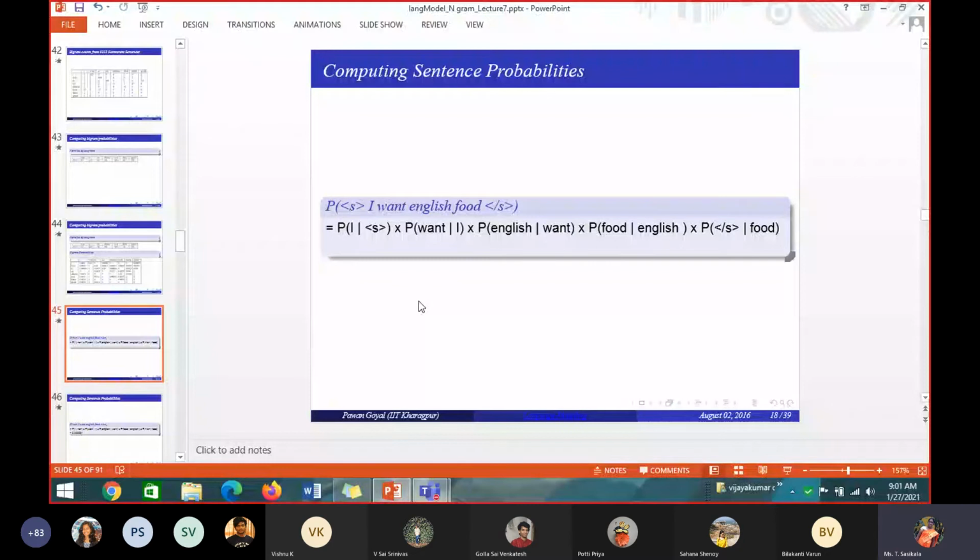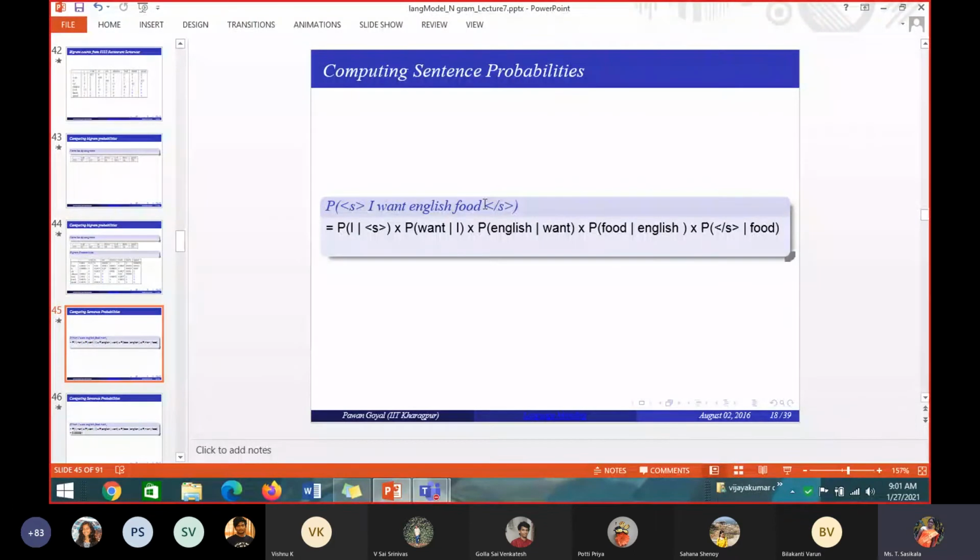Start of the sentence followed by I, I followed by want, want followed by English, English followed by food, then food followed by end of the sentence. These are all the possible bigrams, right? What are the possible bigrams for this given sentence? What are all the possible bigrams, students? How many possible bigrams do you have?